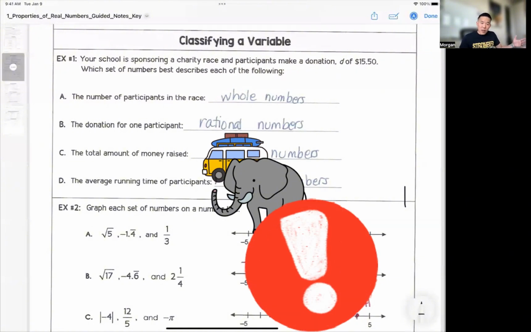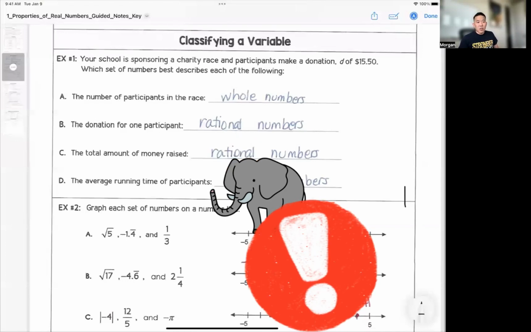Next one is the total amount of money raised. Think about it for a moment. Again, if you have to pause, pause. Those are called rational numbers. It could be a decimal, but it's not going to be a non-terminating decimal.